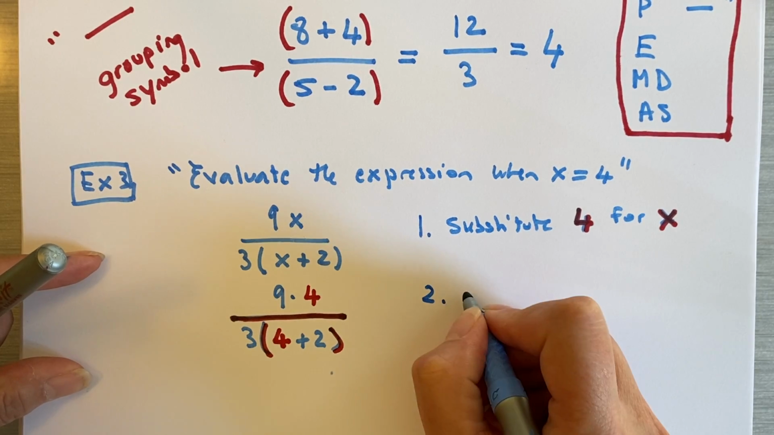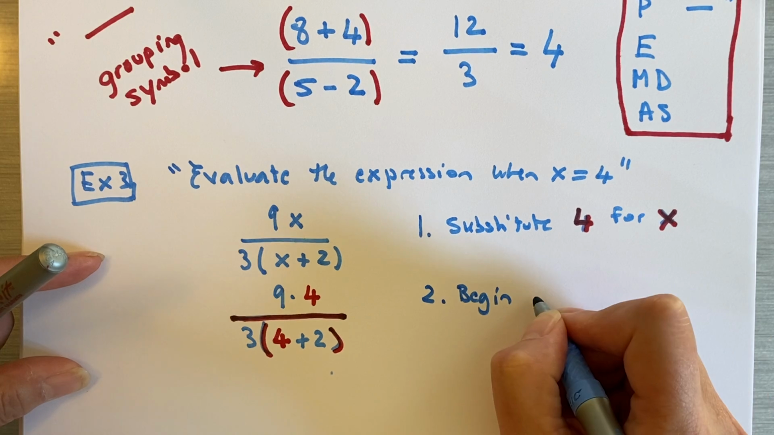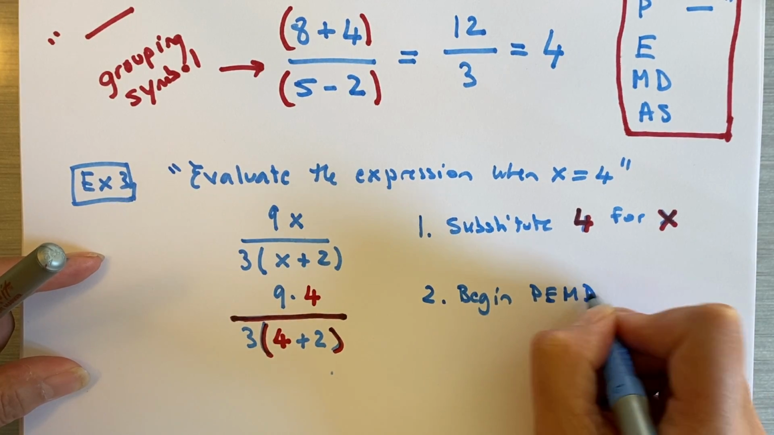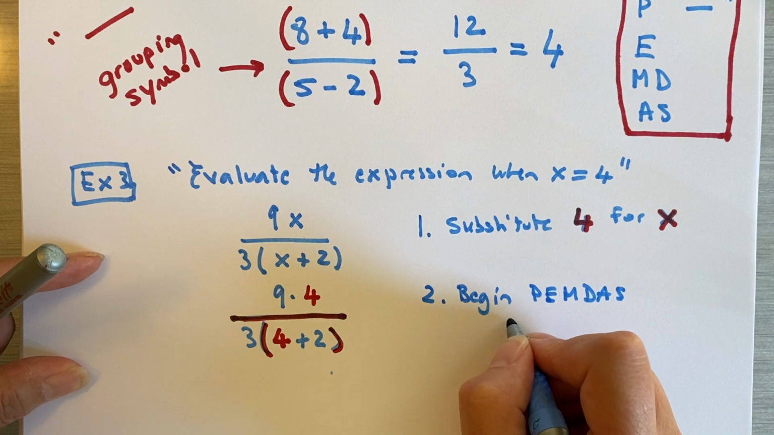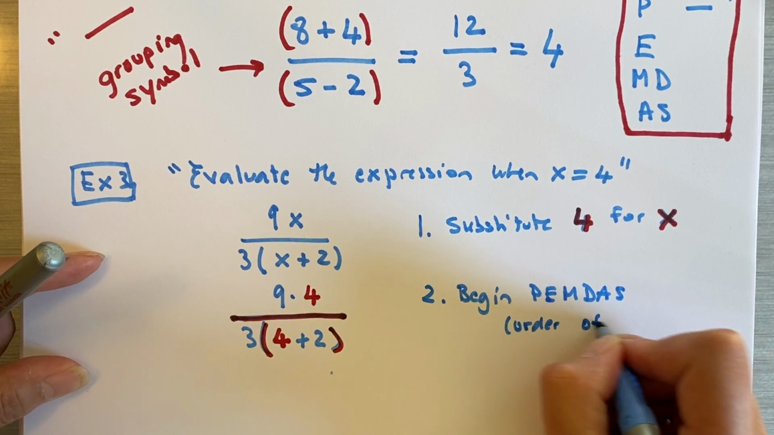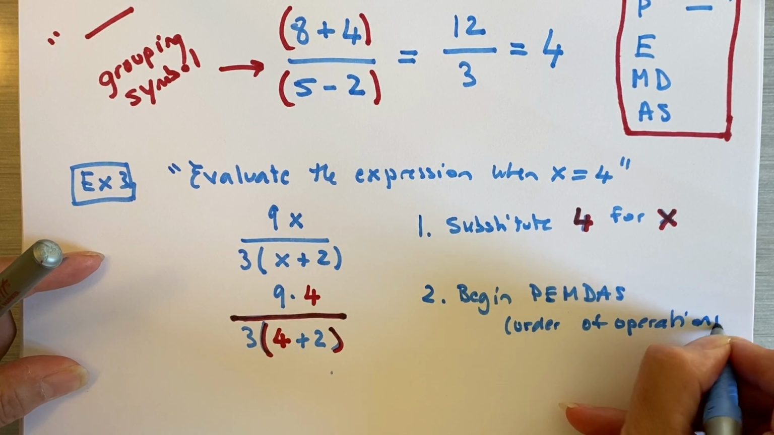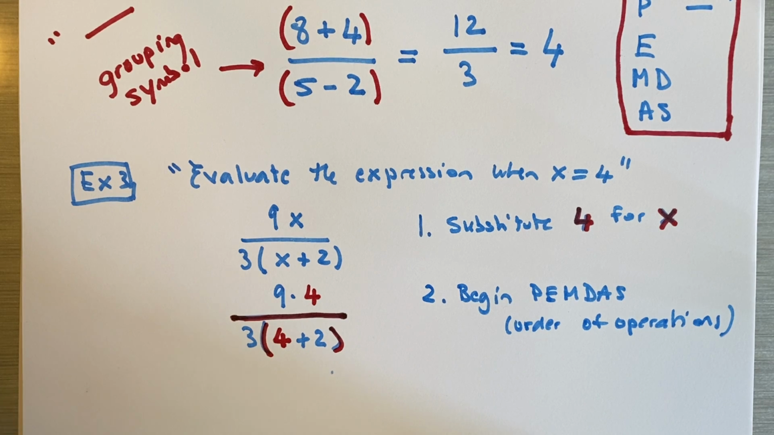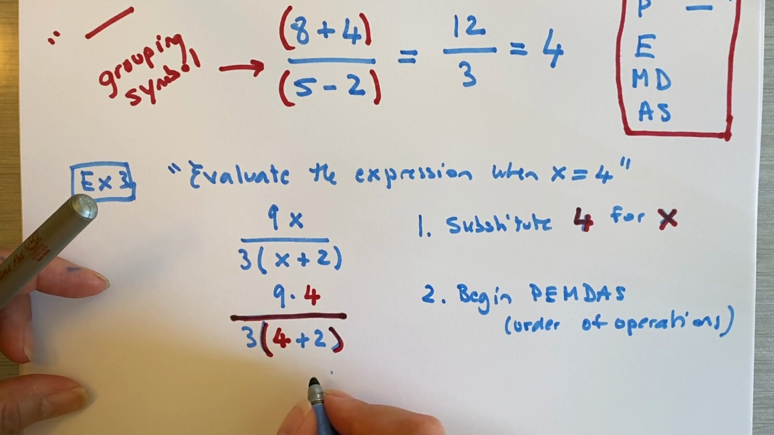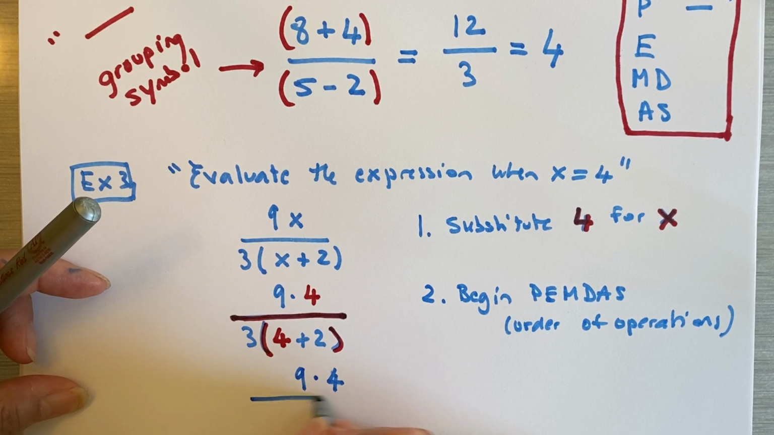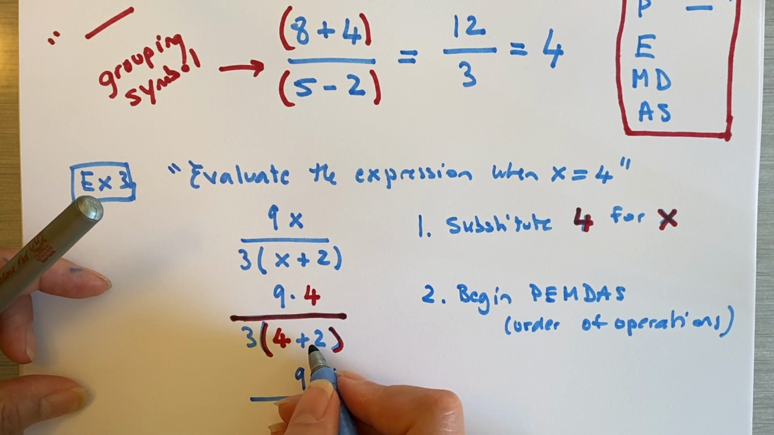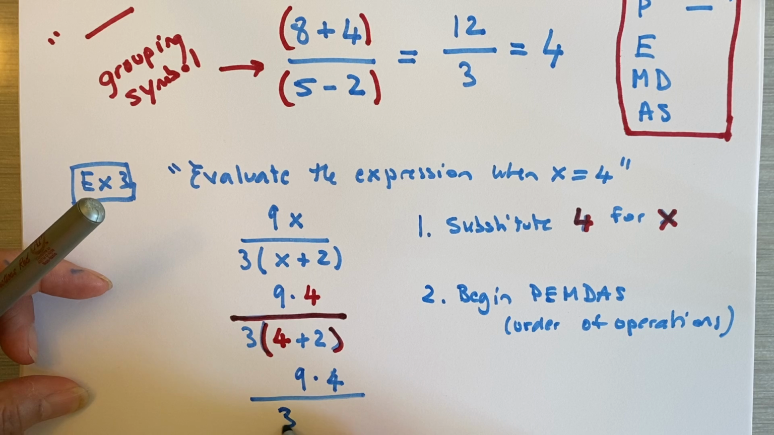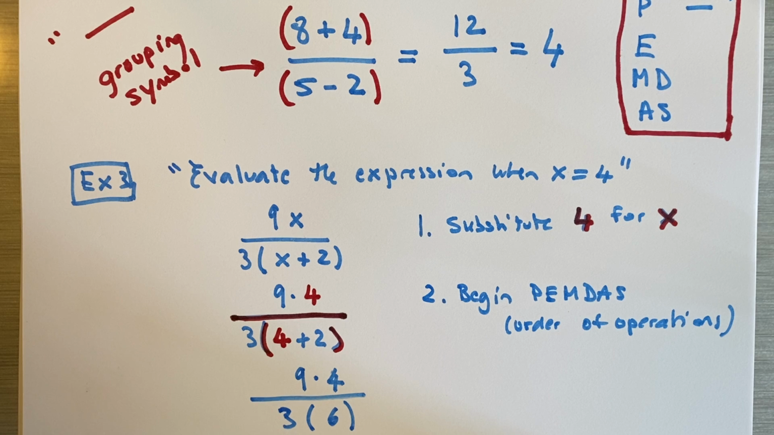So if you begin PEMDAS, or order of operations, it's plural, I start with my grouping symbol. So I'm going to be left with 9 times 4 on top. I'm not touching that, but I'm going to do my innermost grouping symbol, which is the 4 plus 2 on the bottom. So I'm going to be left with 3 times 6 on the bottom. Okay.